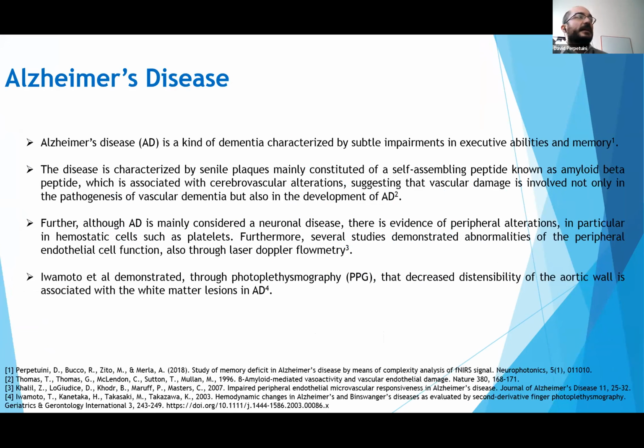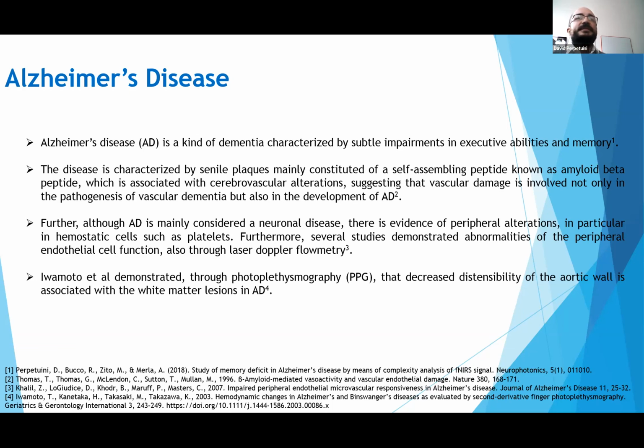Alzheimer's disease is a kind of dementia which is characterized by memory impairments that become more consistent with the progression of the disease. It is also accompanied by some impairments in executive abilities. Moreover, the disease is characterized by plaques constituted of a self-assembling peptide known as beta-amyloid. This beta-amyloid is associated with cerebrovascular alterations, so it suggests that AD is also accompanied by vascular damage.